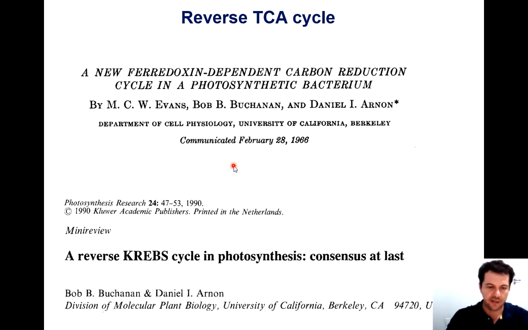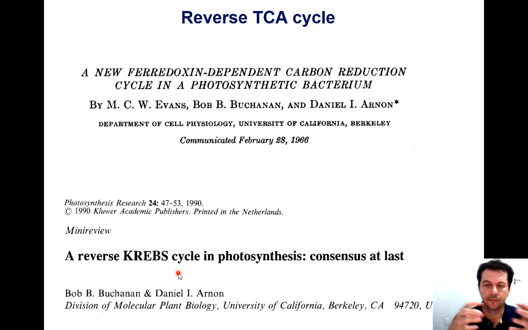So this evidence is very old. It's from Bob Buchanan, Daniel Arnold, and Evans. It was first published in 1966, and then Bob wrote a review in 1990 about the reverse Krebs cycle, which occurs in some bacteria to fix CO2. So some bacteria can fix CO2 instead of releasing CO2.